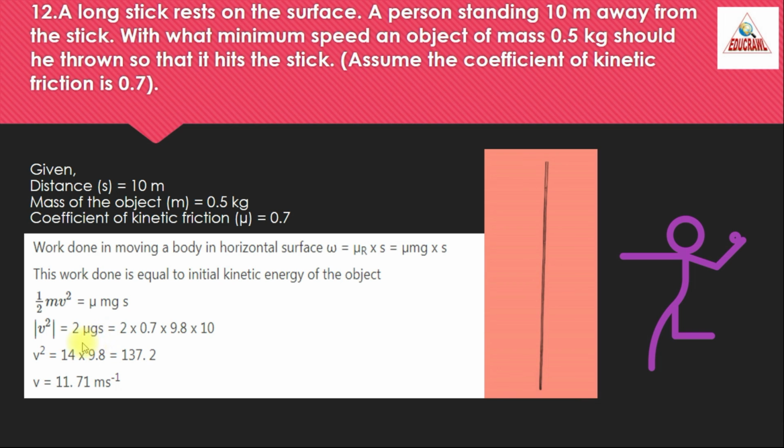Now substitute the value of mu, g and s from the given data. We get v square as 2 into 0.7 into 9.8 into 10, which is equal to 14 into 9.8, which is equal to 137.2. So v square is equal to 137.2. Hence v is equal to 11.71 meter per second. Hence, the velocity is equal to 11.71 meter per second.